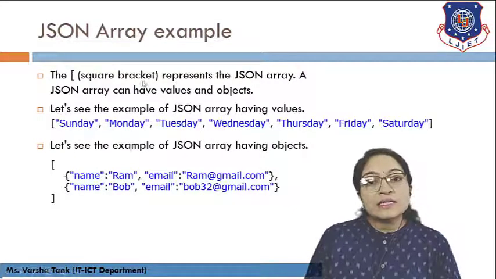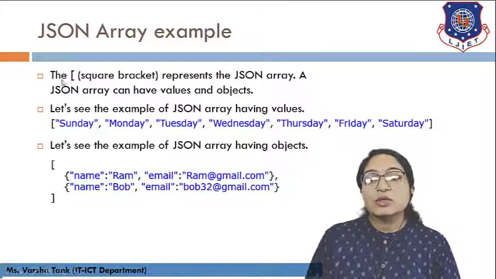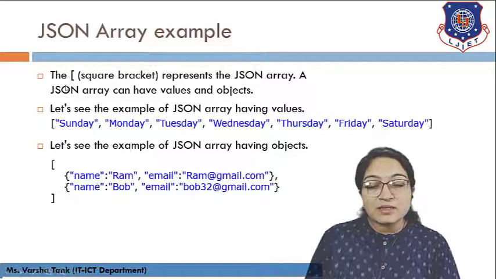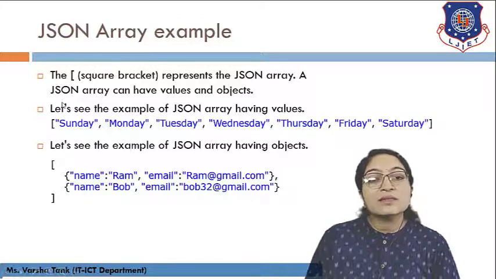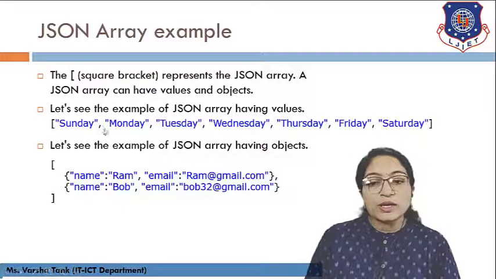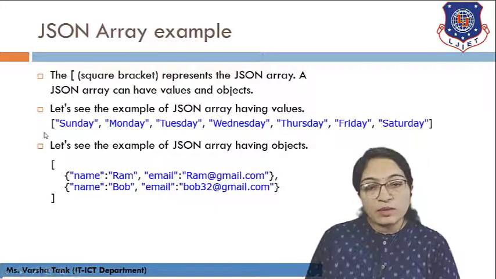Now next is a JSON array example. Square brackets represent a JSON array. If there is a square bracket defined inside the JSON object, then we can say there is a JSON array. A JSON array can have values or objects. Let's see an example of a JSON array having values. Here you can see an array that is created of the names of days.